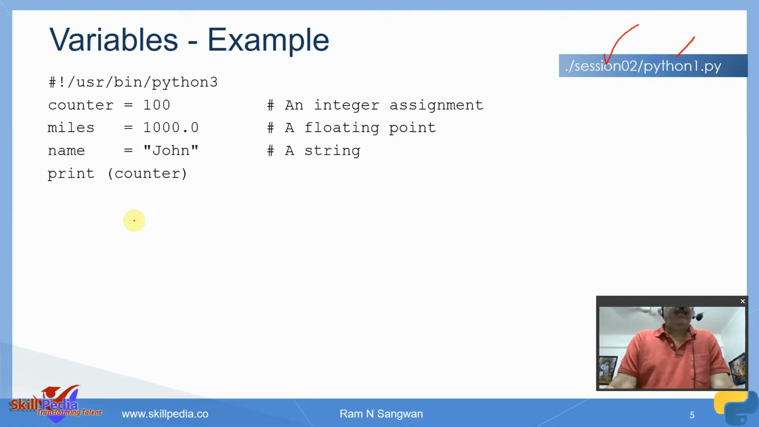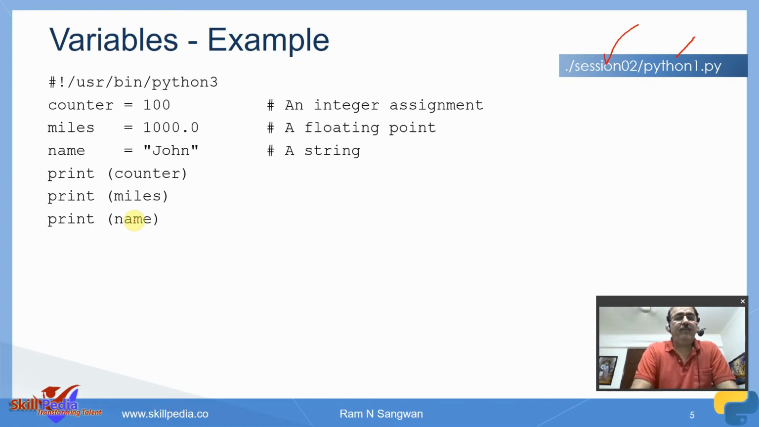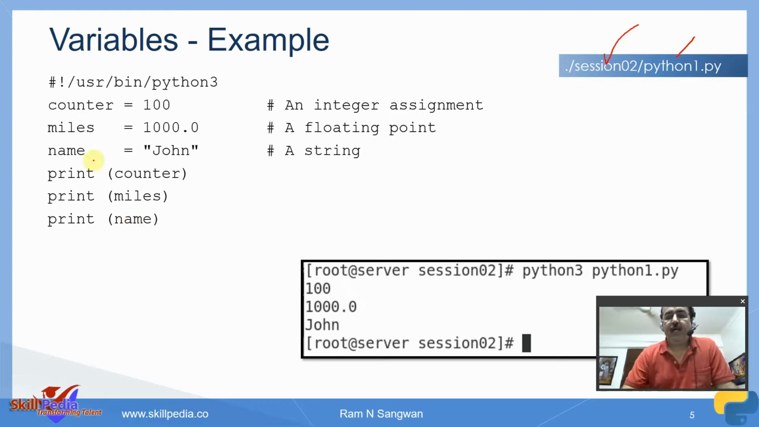So we are printing all these values. print(counter) will print the value of counter. print(miles) will print the value of miles. print(name) will print name. Let's look at the example. The output of this program is as given here.